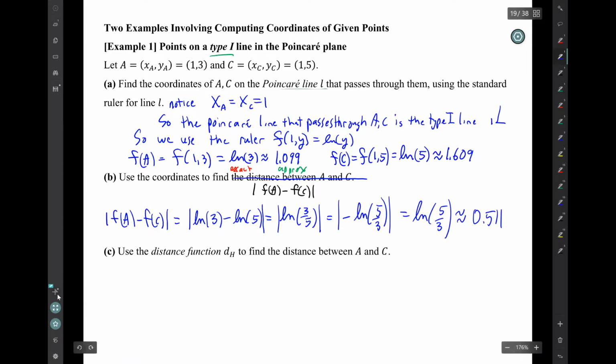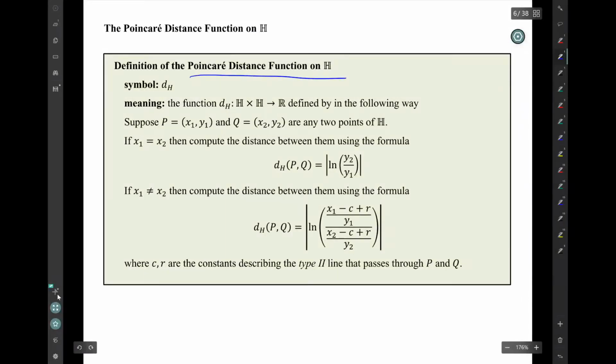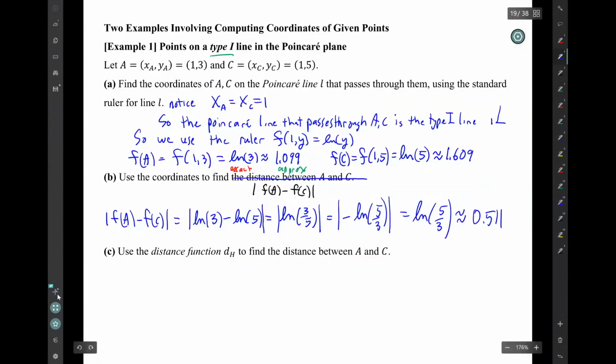So the result is this quantity is ln of 5/3, which is roughly 0.511. Question C is to use the distance function, the Poincare distance, to find the distance between A and C. Well, let's go back up and review that calculation. The Poincare distance function works this way. If 2 points have the same x-coordinate, then the distance between them is computed using this formula. So when I use that formula, I get the following.